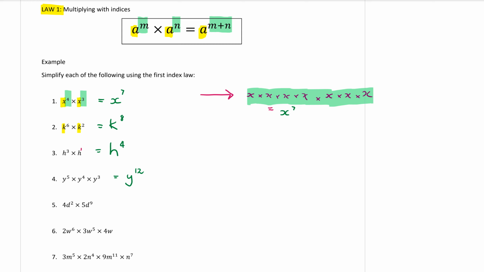Okay, question 5, we're going to make it a little bit more complicated. We have got some what I call big numbers in there as well. So we have the powers, the 2 and the 9, they're the powers, but we have these big numbers out the front. If you have big numbers out the front, you need to multiply those together as well. So we go 4 times 5 is 20. D is the base, and we add the powers. 2 plus 9 is 11.